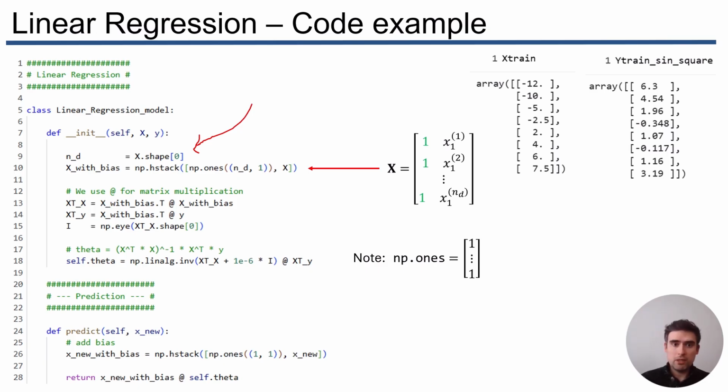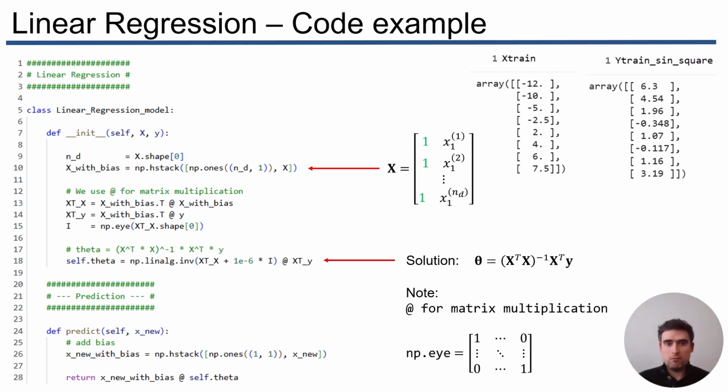Then the next thing that we do is we add the bias column. We do this by using np.ones, which will simply give us a column of ones of some dimension, in this case, the number of data points, and we add that to the matrix X. This gives us the matrix X with the addition of the bias, as we saw during the lecture.